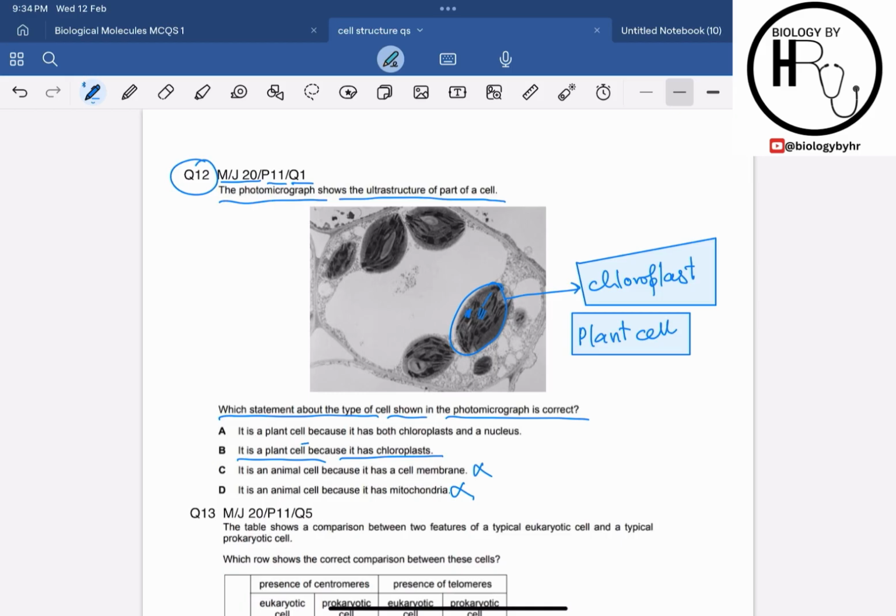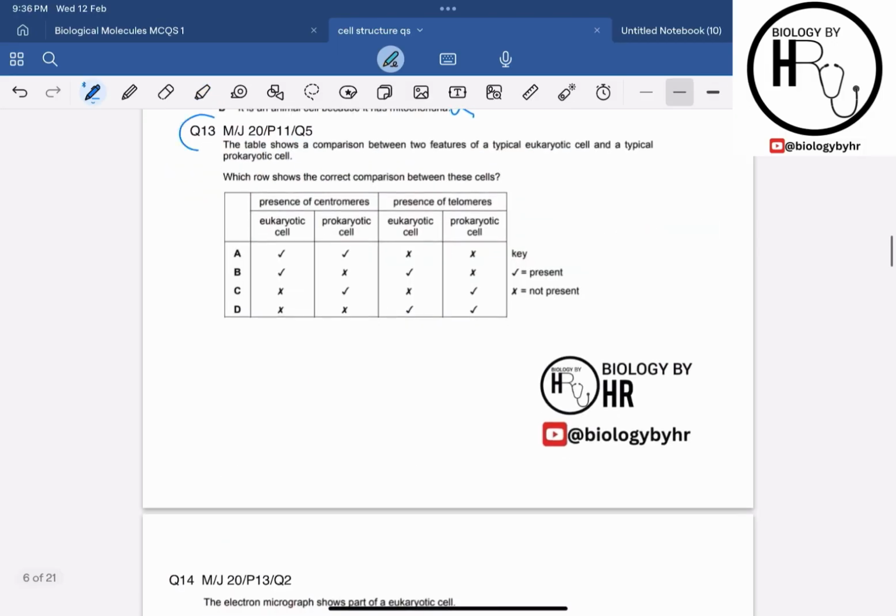It is a plant cell because it has both chloroplast and nucleus. Nucleus is present in both the plant cell as well as the animal cell. So the correct and the most appropriate answer for question number 12 over here is option B, that it is a plant cell because it has a chloroplast, right? Let's move on to question number 13 over here. This question number 13 is from May-June 2020, paper 1, question 5.